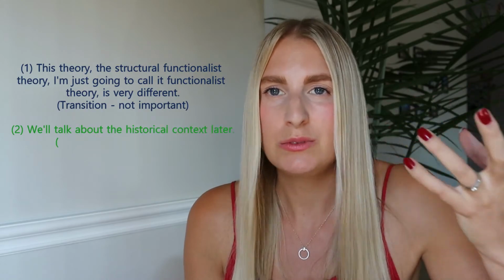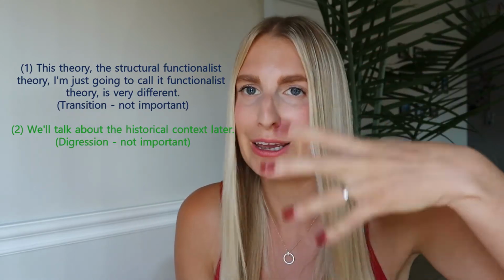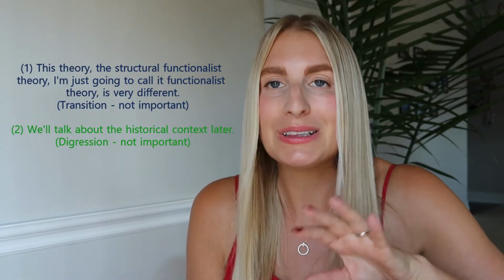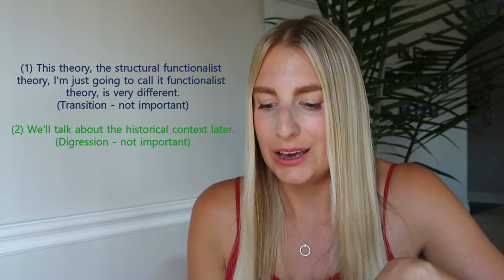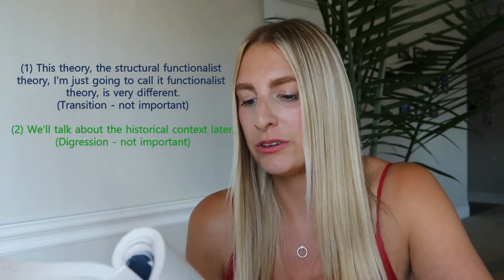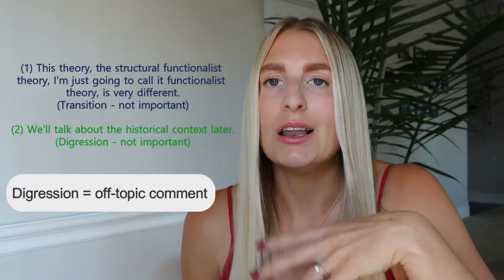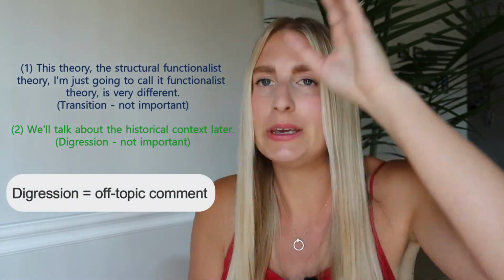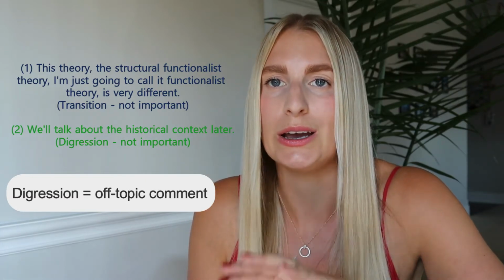In the second paragraph, you can see a transition. So sometimes professors just make a transition to get into the topic a little bit more, but this is not important for you. Also, you can see a digression. Here, the professor mentions that we will talk about the historical context a little bit later. So this will probably be in another lecture and is nothing that interests you at this point.